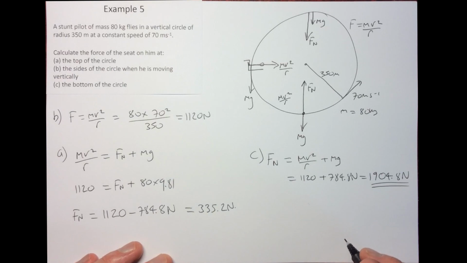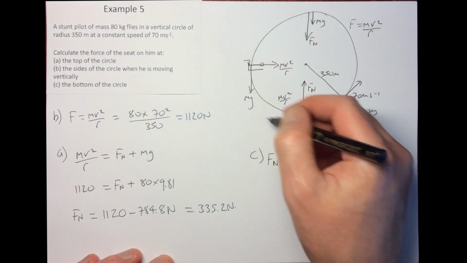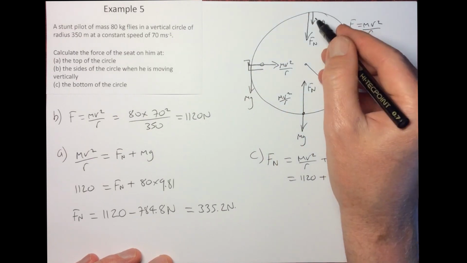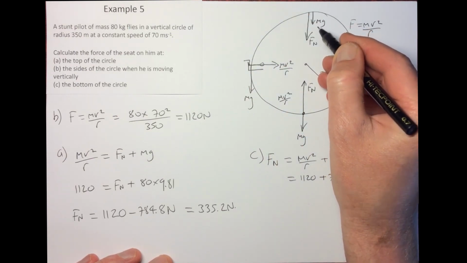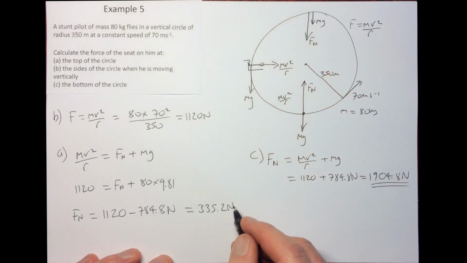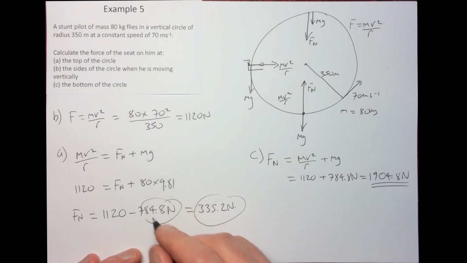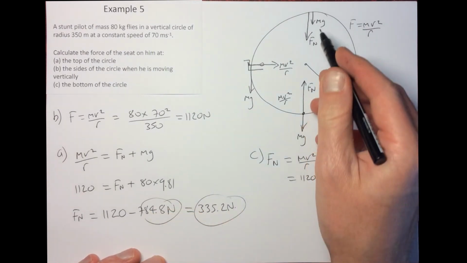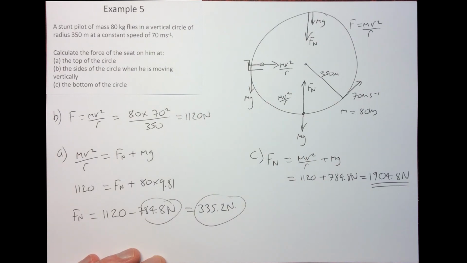Now this brings us on to the idea of weightlessness. Your weight obviously always stays the same no matter what you're doing in this circle, but at the top you will feel as if you weigh less, because the normal contact force between you and the seat is smaller than your normal weight, which is 784 newtons. So at the top of the loop, it'll feel like your weight is 335.2 newtons. At the bottom, it'll feel like you are a lot heavier than normal: 1,904.8 newtons as opposed to this person's normal weight.